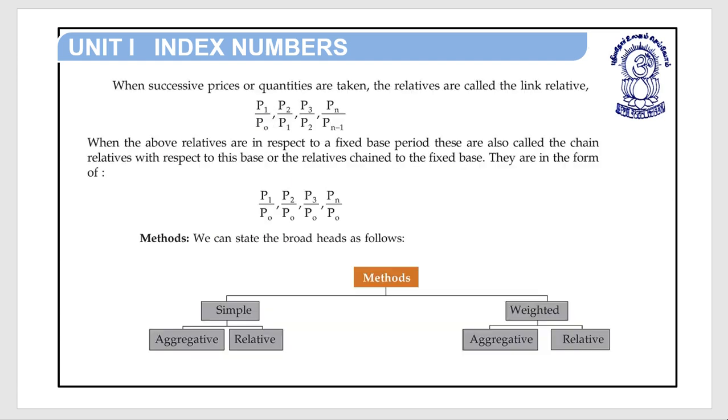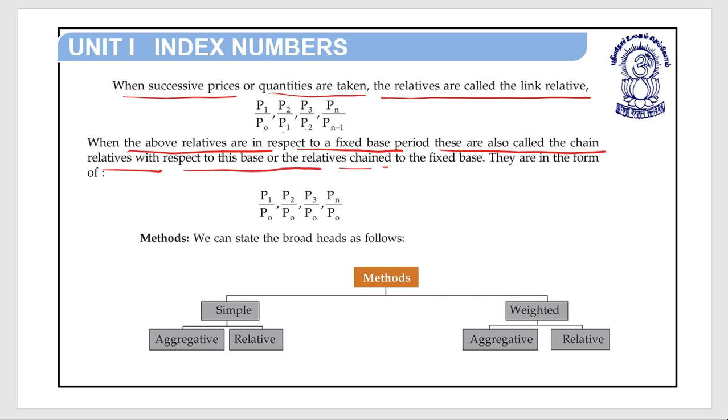So when successive prices or quantities are taken, the relatives are called the link relatives: P1 by P0, P2 by P1, P3 by P2, Pn by Pn minus 1. When the above relatives are with respect to a fixed base period, these are also called the chain relatives. With respect to this base, the relatives chained to the fixed base are in the form of P1 by P0, P2 by P0, P3 by P0, Pn by P0.